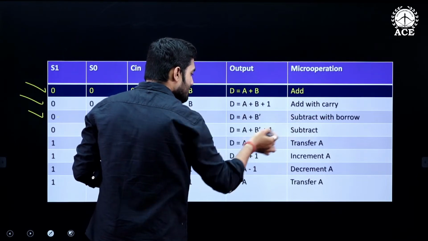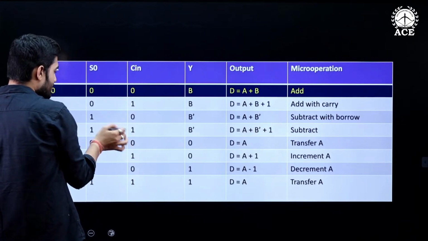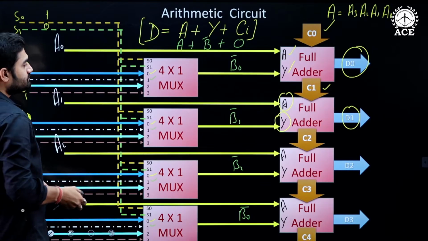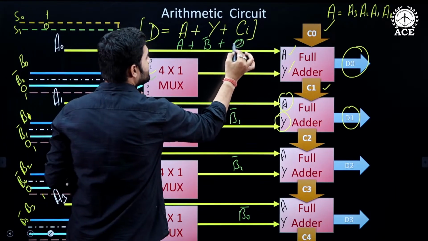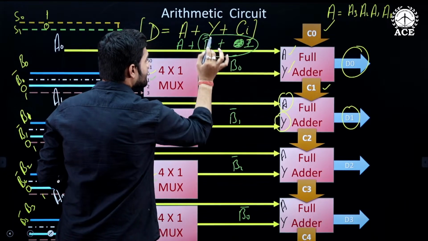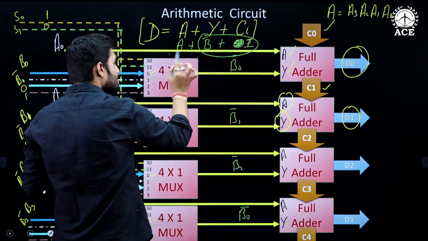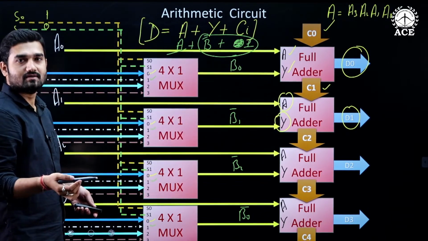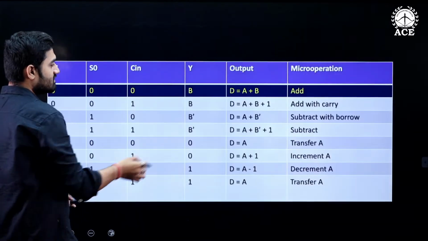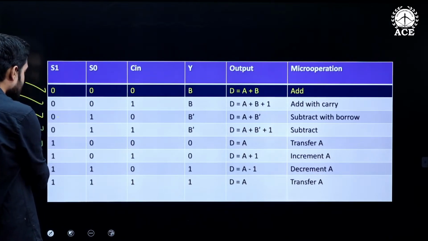Subtract with borrow. Over here, if I provide 1 in place of Cin, with S1, S0 the same, let us see what I am having. In this place I am writing 1. Can you tell me what this is? This is nothing but 2's complement. If I add the 2's complement to any content, that is nothing but subtraction, right? Subtraction. See what is written: Subtract. So we understood this row. Now let us understand the next row.